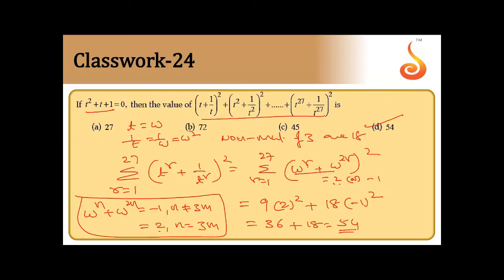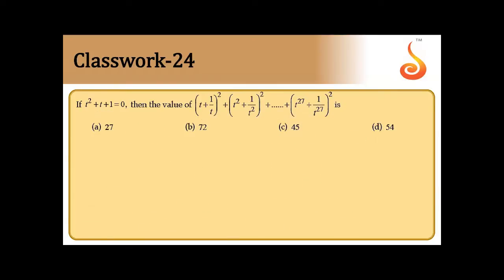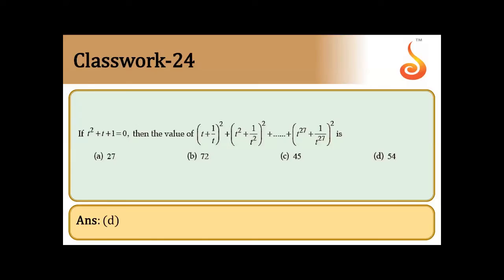You have to count from 1 to 27 how many multiples of 3 there are. The remaining are non-multiples of 3. Okay, that's it. Next, D is the right answer.